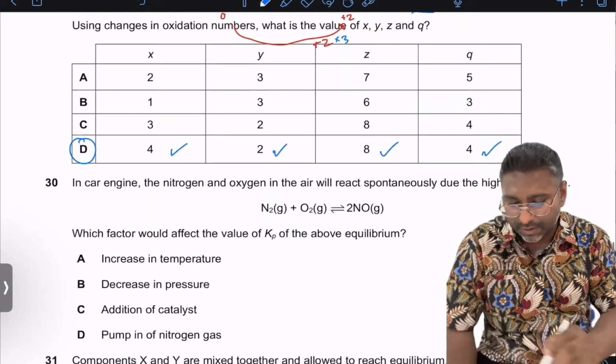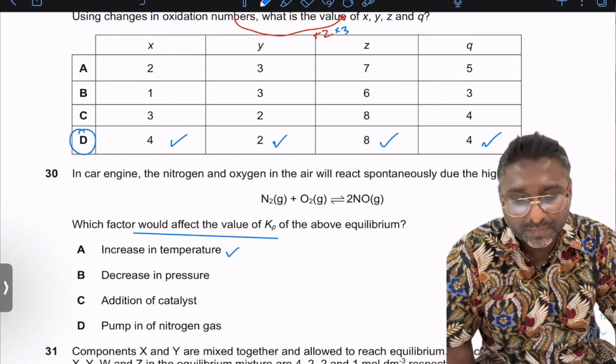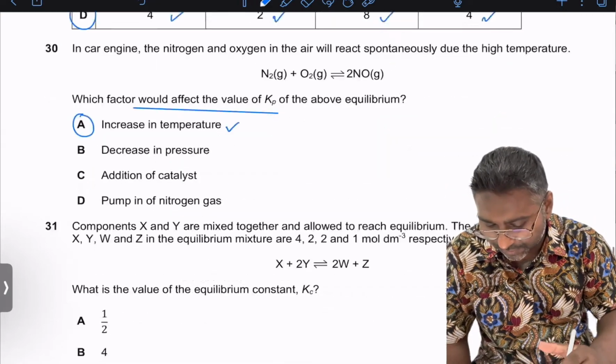So for the next one, you see here, which factor will affect the value of Kp? Only temperature will affect it. So the answer is going to be A. Okay, just give me a few minutes.